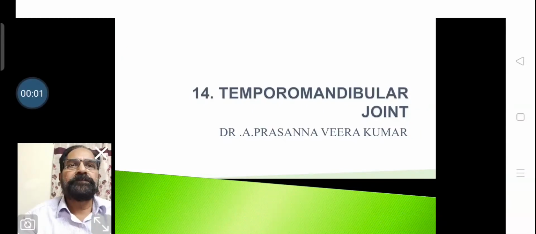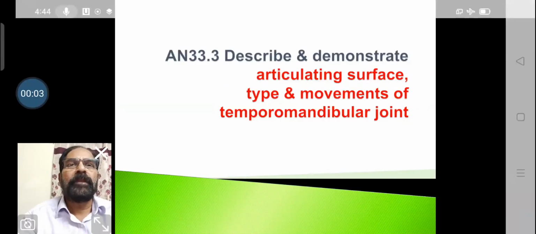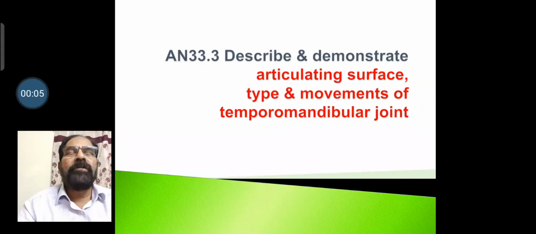Temporomandibular joint. So in this we will be discussing the competency of articulating surfaces, type and movements of temporomandibular joint.